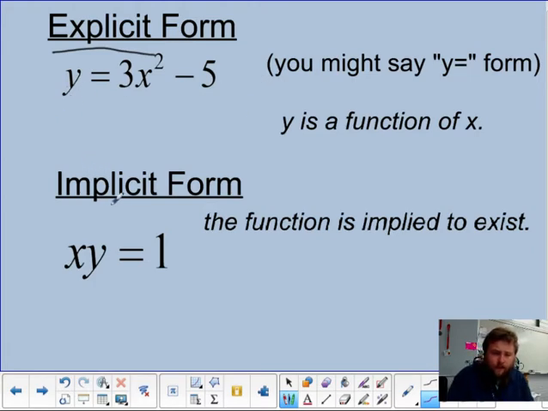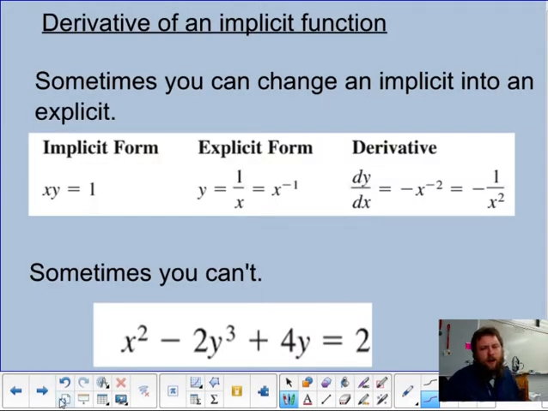Implicit form is where we mix up the variables, the x and y. So x times y equals 1 is implicit. It's not in y equals form. But the function is implied to exist. In this form, explicit, it does exist. y equals whatever. So we actually can derive implicit functions.